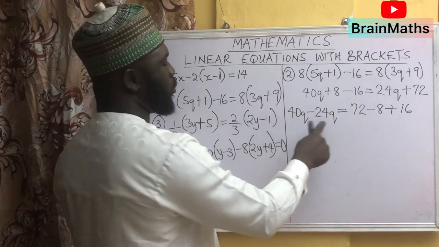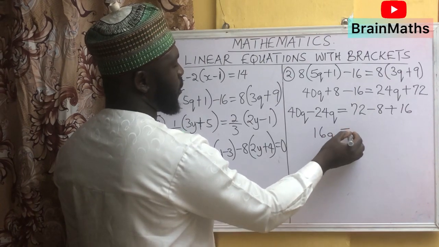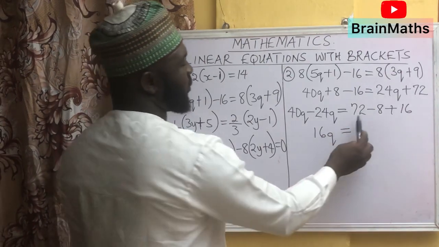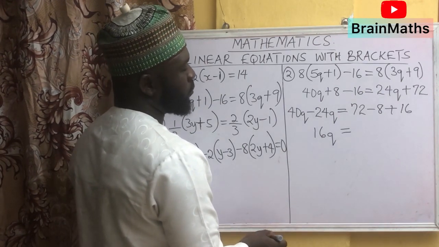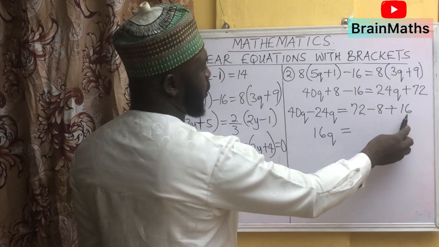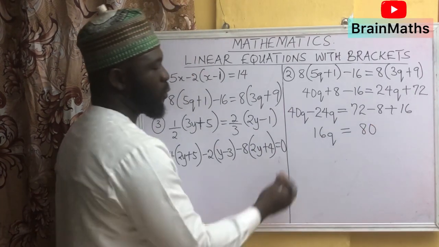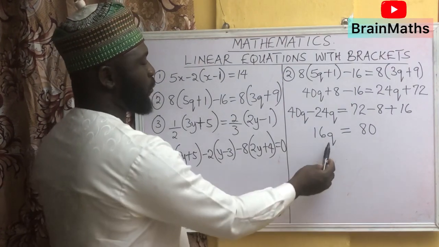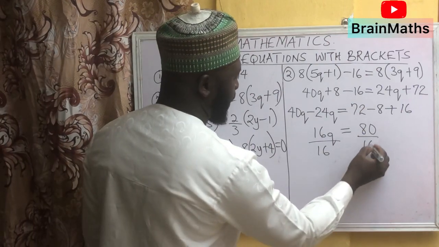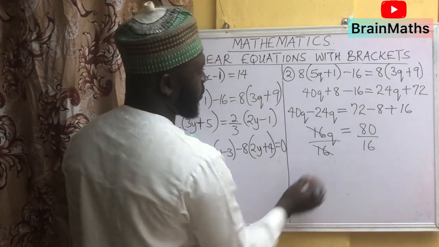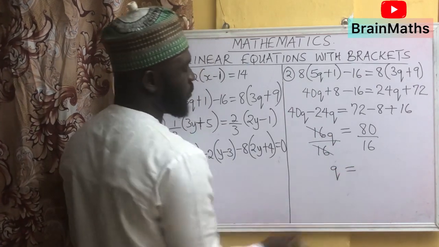So 40q minus 24q will be left with 16q, which is equal to 72 minus 8, which gives us 64, and 64 plus 16 will give us 80. So we are dividing both sides by the coefficient of q, and that is 16. So 16 will be eliminated on this side. We are going to be left with q.